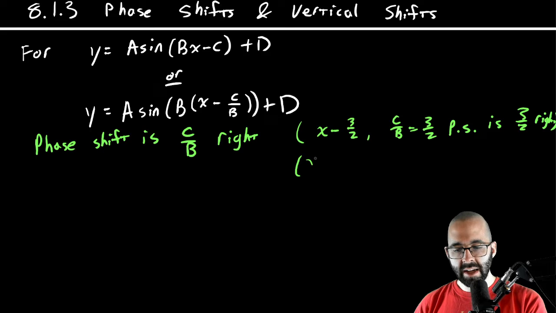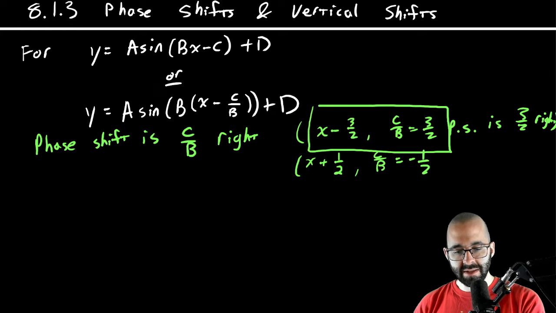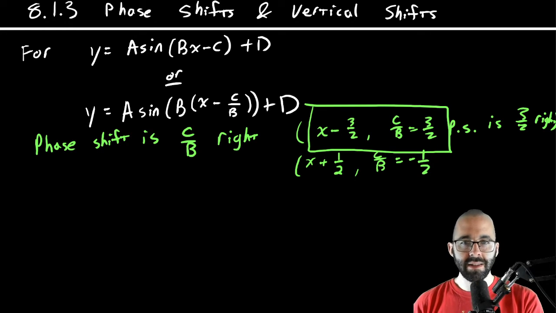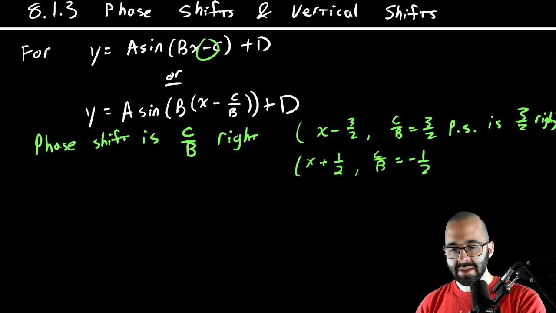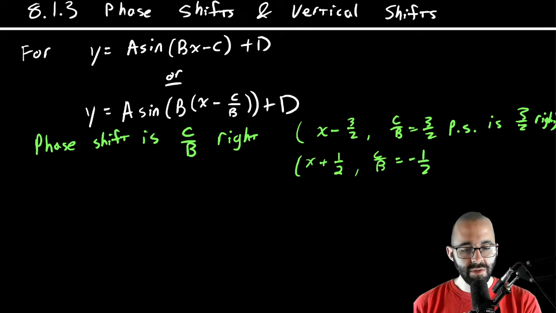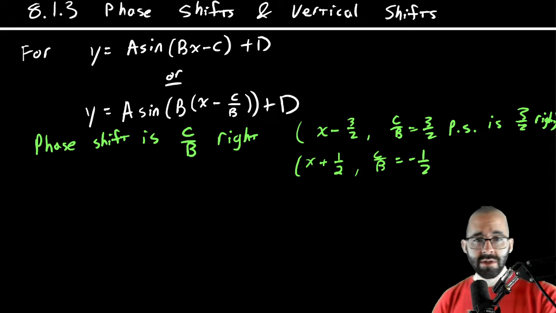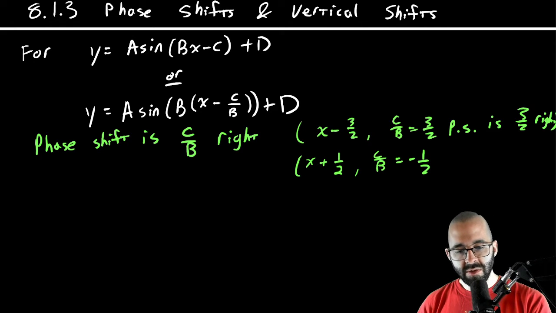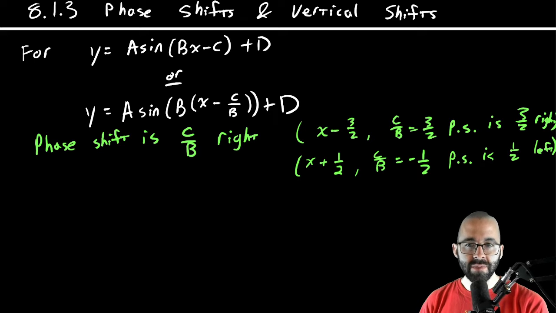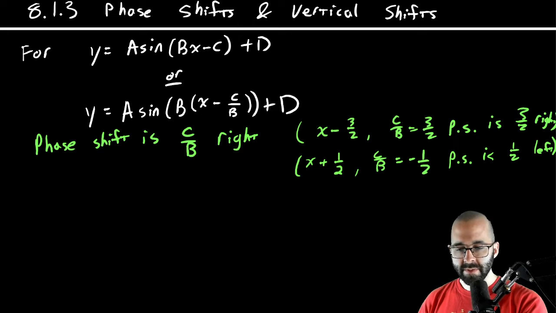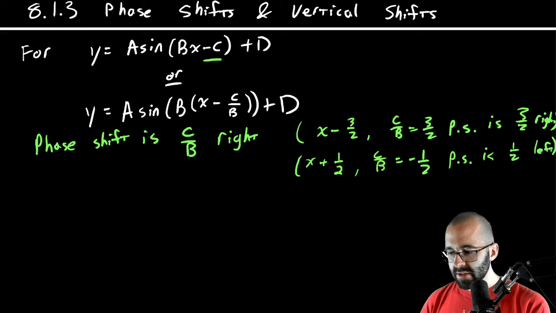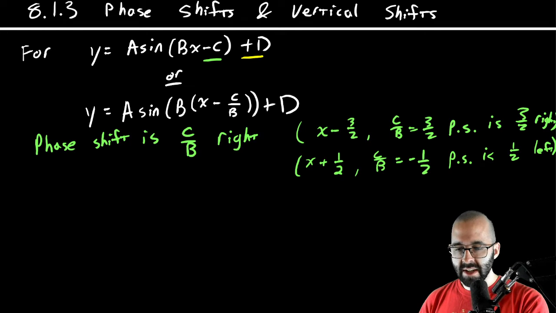But if we had something like x plus 1/2, then C over B is actually negative 1/2. So C over B is the opposite sign of what you see right here, because there's a subtraction sign right there. So it can be a little confusing. You can always double check your answers in Desmos, okay? So the phase shift is 1/2 left because it's a negative value here. So watch out for that a little bit. Okay. And then, like we've done before, D is just that vertical shift.